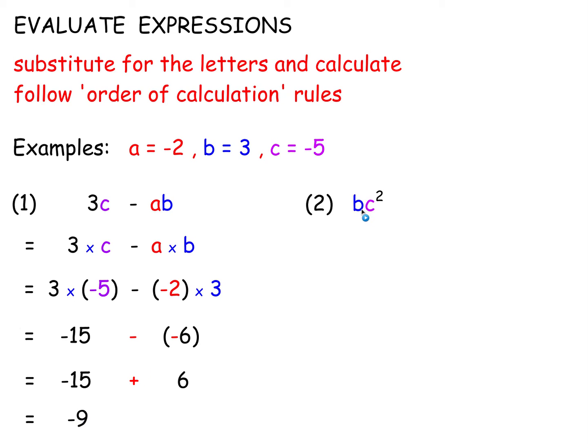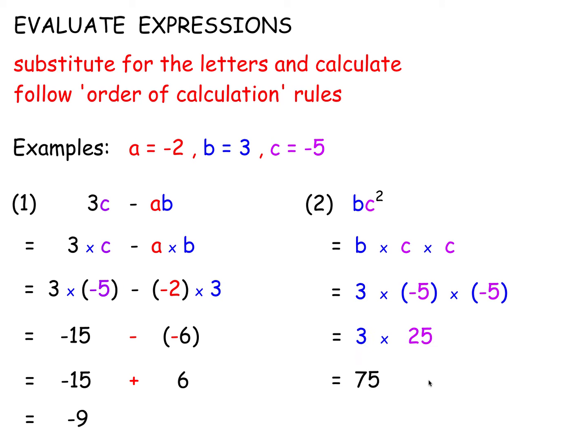Here's BC squared, so you have to realise that's only C is being squared. So it's B times C, only the C is being squared there. Put the values in for the letters. B is 3 and C is negative 5. That's negative 5 times negative 5 is positive 25. And then times that by 3 is 75. So it's 2 negatives multiplying to make a positive. If you square a negative, you're going to get a positive.